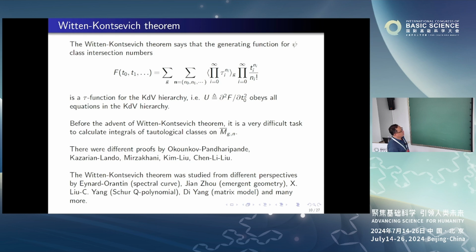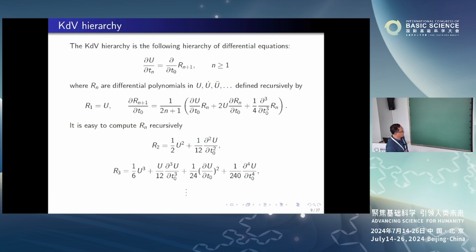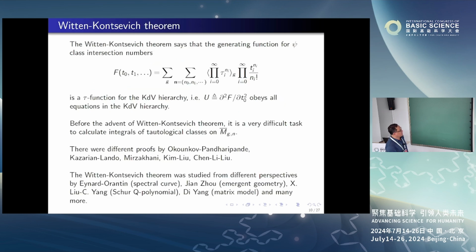Here the coefficients are given by the intersection numbers we introduced before, and we introduce an infinite number of variables. Up to this, you get a huge generating series. This is a tau function of the KdV hierarchy. That means it can be calculated recursively by using the KdV hierarchy, as in the previous slides.